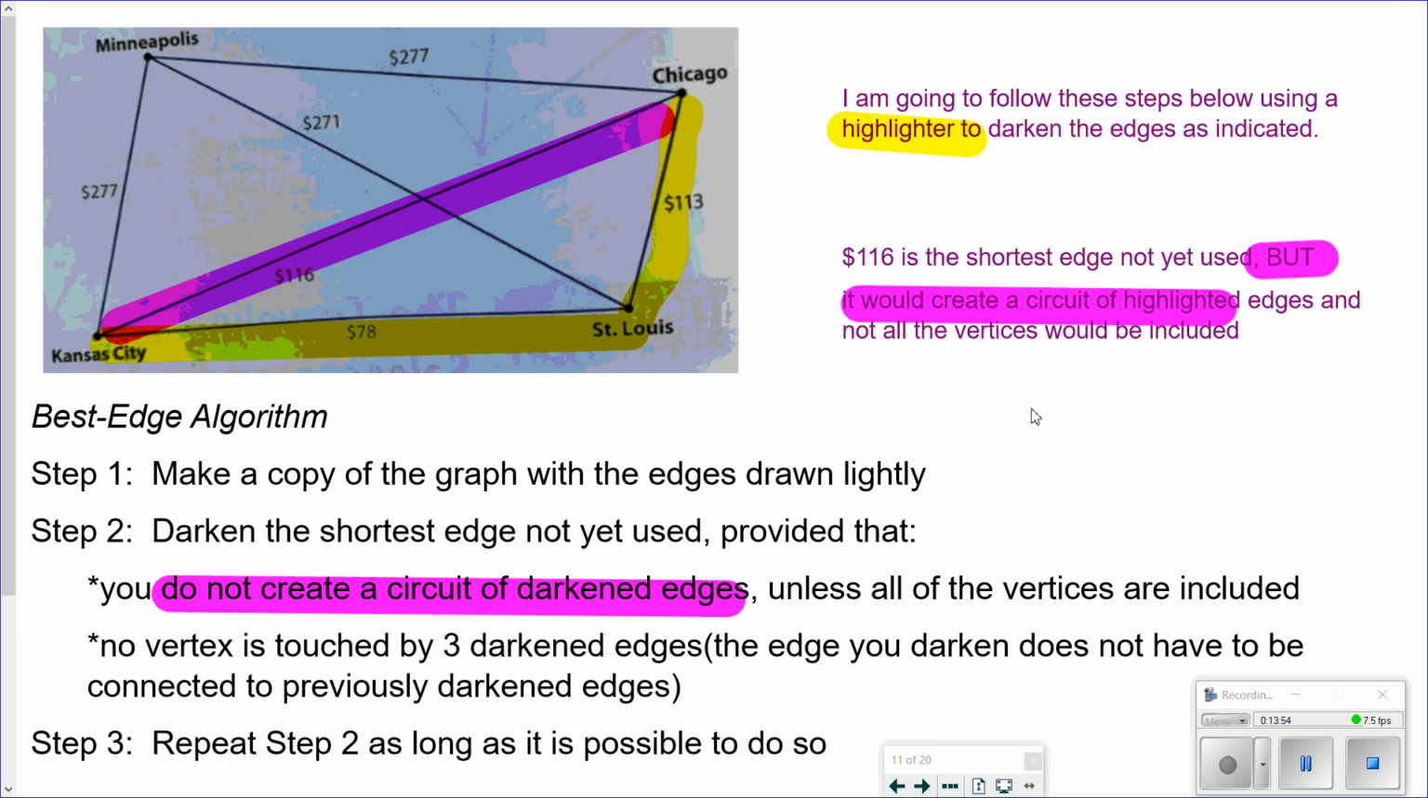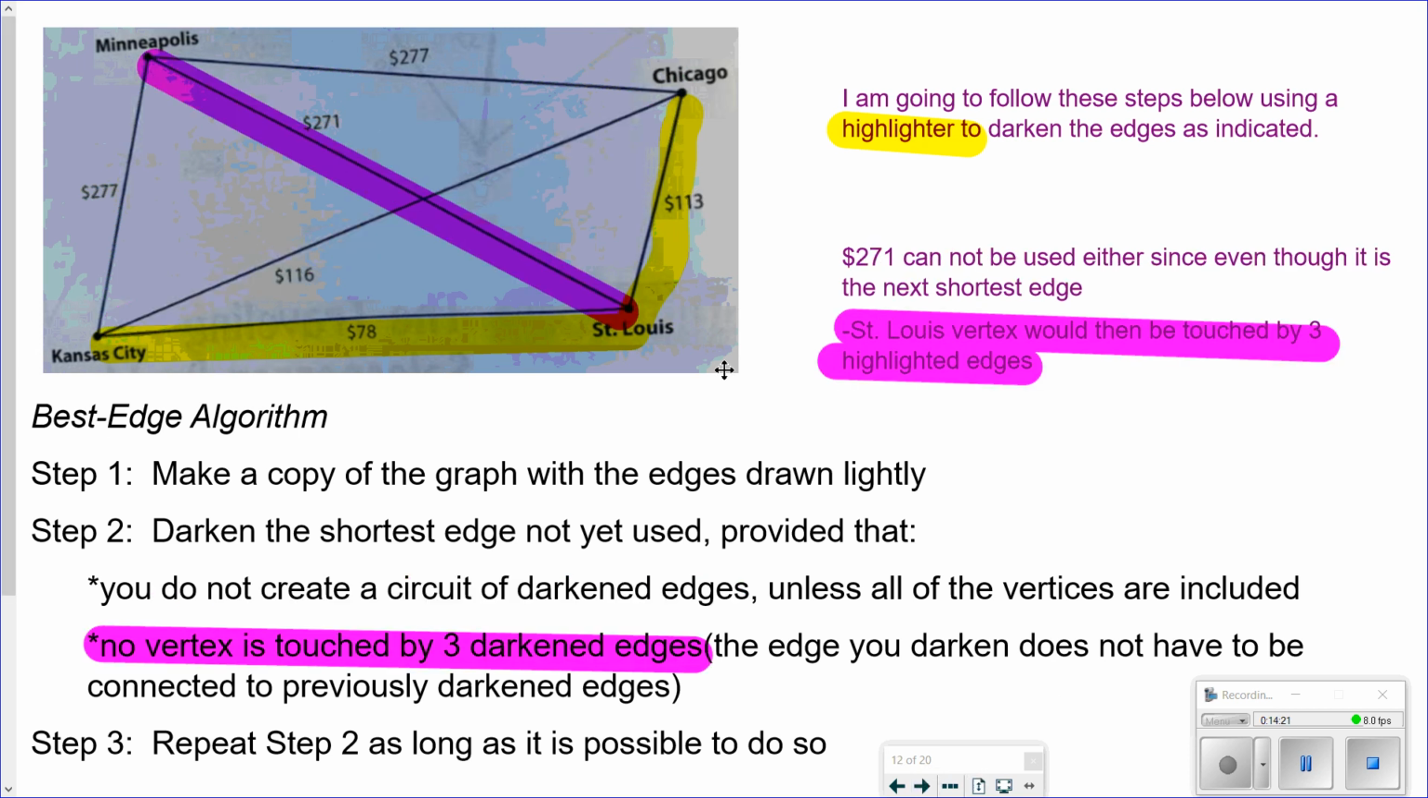Now, what happens here if I try to do the next shortest edge, which is the 116? And the reason I cannot add it in is because even though it's the shortest, I would create a circuit of highlighted edges. Again, remember I'm using highlighting instead of darkening. So right there, I just would have created a circuit. So I can't include the 116.